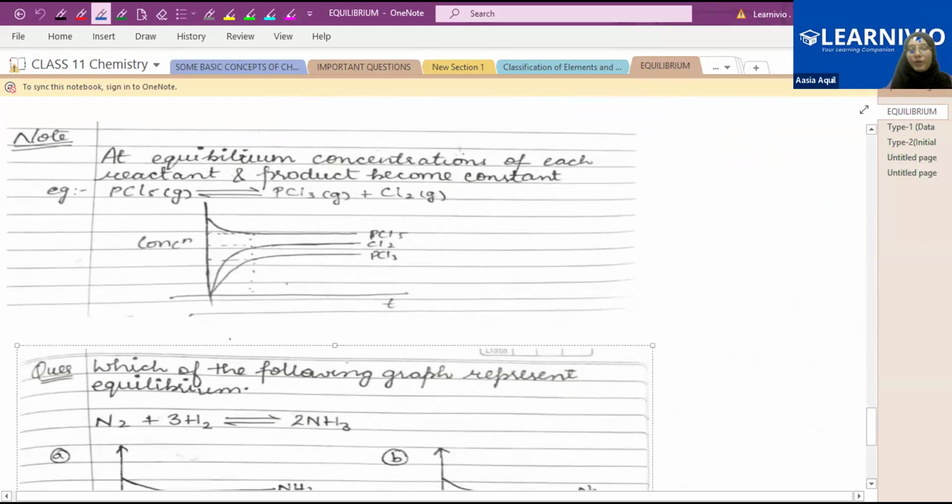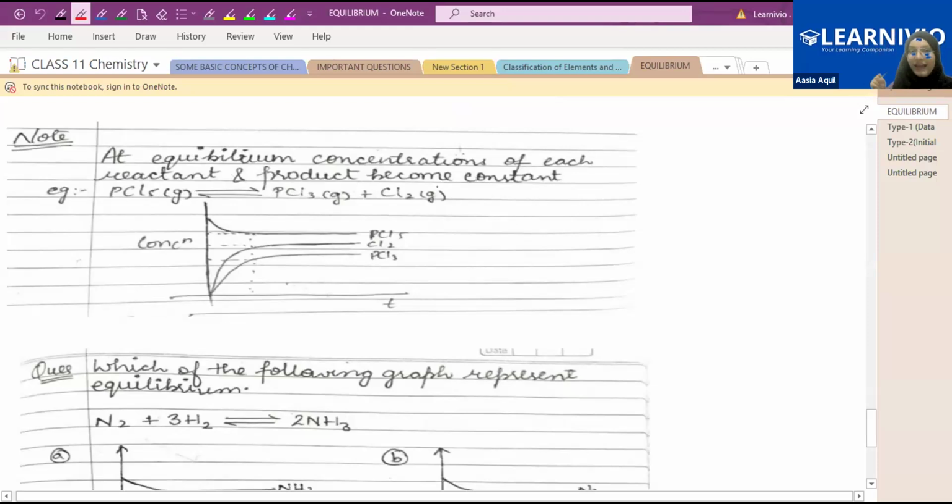So in your notes, you can write down this: at equilibrium, the concentration of each reactant and product becomes constant. For example, PCl5, which is in gaseous form, will dissociate to form PCl3 plus Cl2. All are in the gaseous phase.